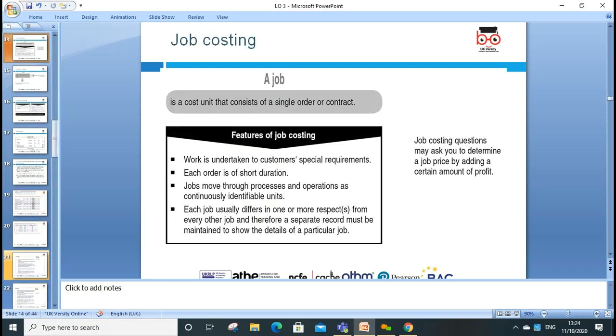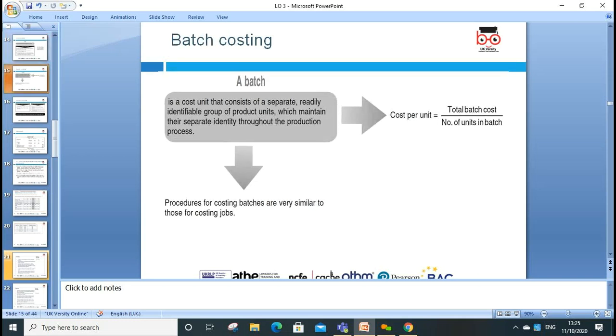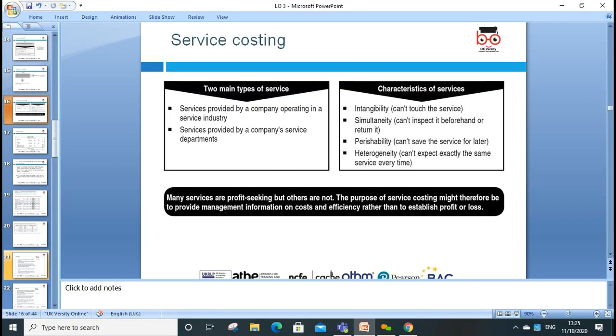Then we have job costing as mentioned, the builders and the contract, that's contract costing, which is a quite good concept, but has some drawbacks. Batch costing is the total batch cost divided by the number of units, so you can find the cost per unit. Then service costing is used in the service industry like the NHS and various other service providers.